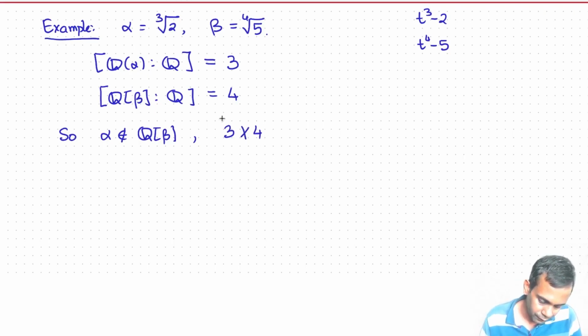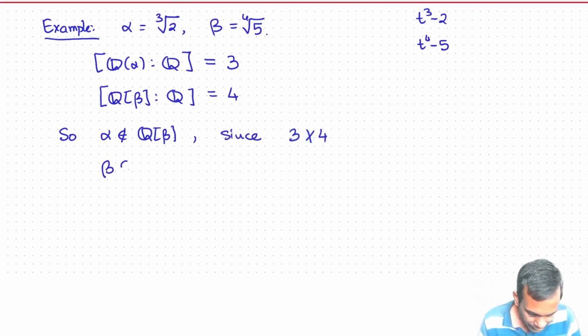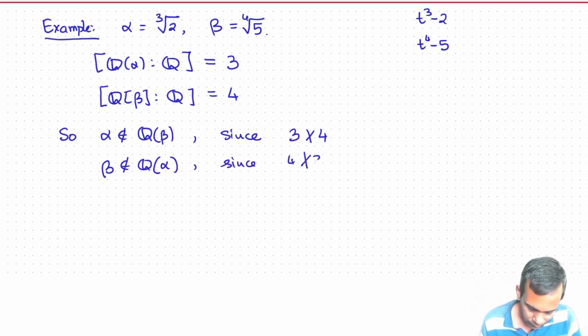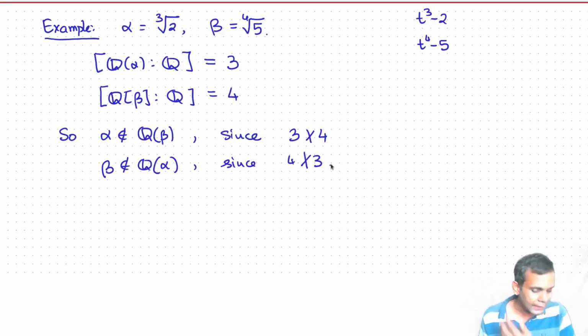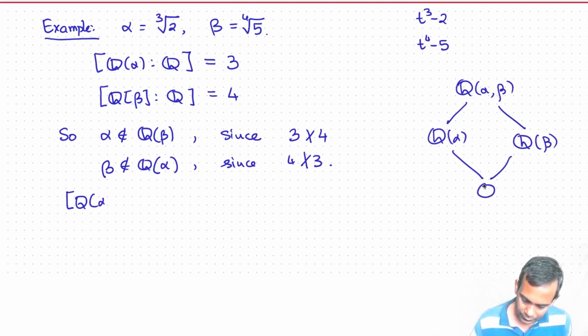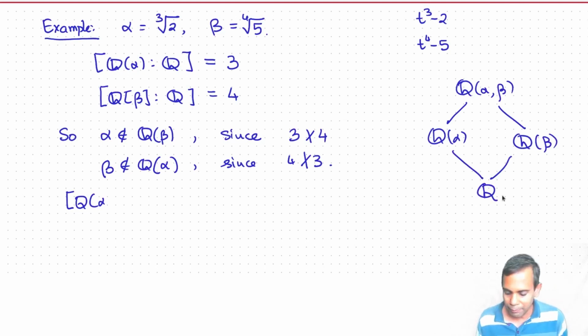So since 3 does not divide 4, alpha does not belong to Q(beta), and similarly beta does not belong to Q(alpha), since 4 does not divide 3, of course. Right? And what can we say about the field generated by both the elements, Q(alpha, beta)? It contains the field Q(alpha), it also contains the field Q(beta), and they both contain the field Q. So this is called a diamond of fields.